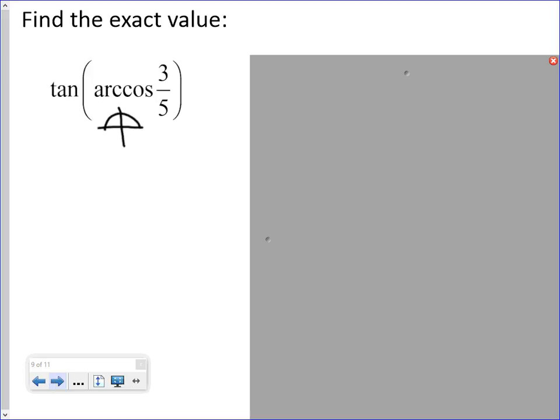1 or 2. If the cosine is positive ratio, then I must be in quadrant 1. So I'm going to draw a triangle in quadrant 1. And I know that cosine is x over r, or adjacent over hypotenuse. That would be positive 3 and positive 5. Can you tell me what the y value is in quadrant 1 then? 4. And can you now answer the tangent? Would be 4 over 3. Y over x, opposite over adjacent.